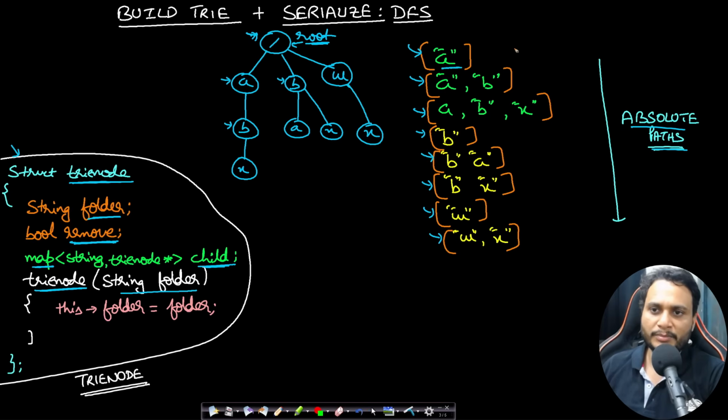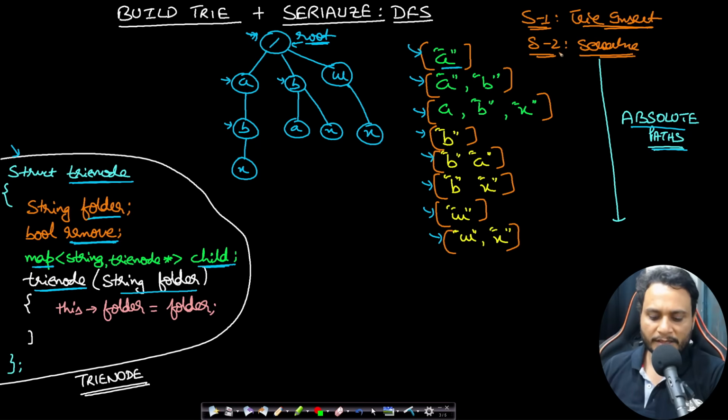Now this is step number 1. Step number 1 is to do trie insert, and trie insert has been done. Now after doing the trie insert, step number 2 is to serialize. Okay, serialize it. So how do you serialize it? Step number 2 also has deduplication, but I will be showing you that on the next slide.